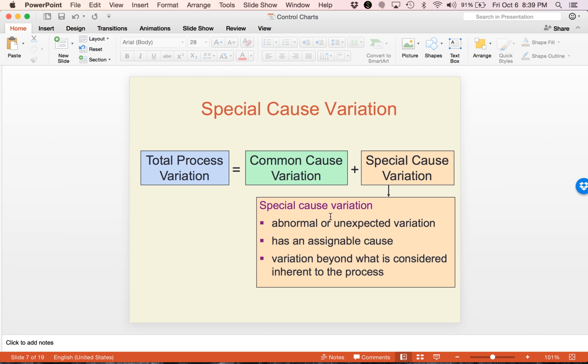Special cause variation is unexpected and abnormal. It doesn't fit the pattern that we would expect to see for a common cause, and therefore we think there must be something causing it. Because it doesn't fit what we expect to see, we think that there must be something different than what we expect that's causing it. So we'd say that it has an assignable cause, and that variation is not normal, and so we would try to find out what's causing it and how to correct it.